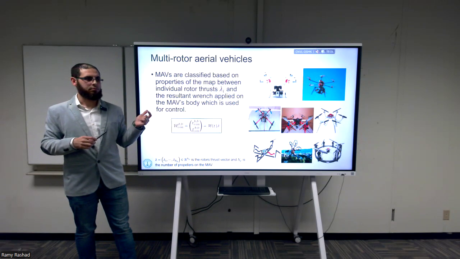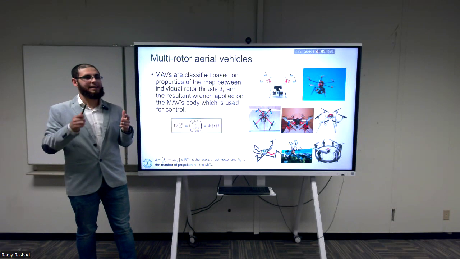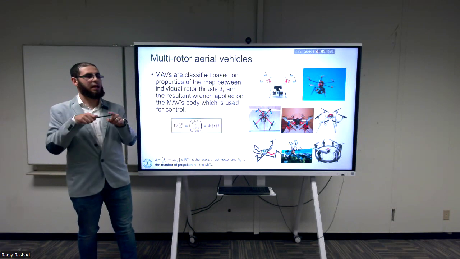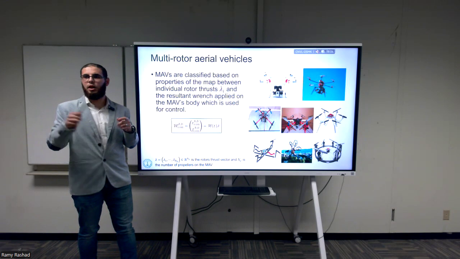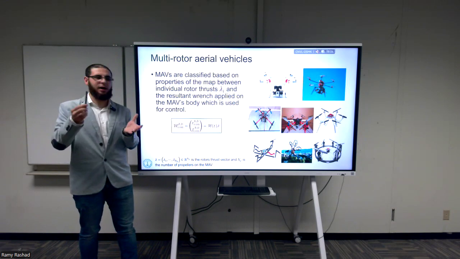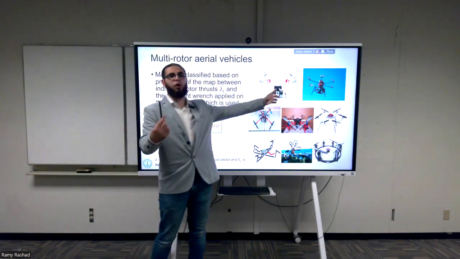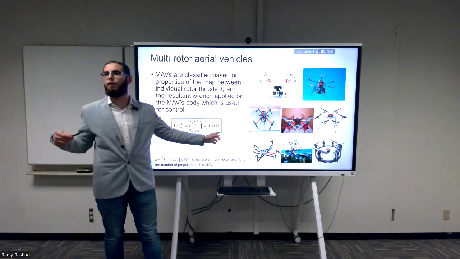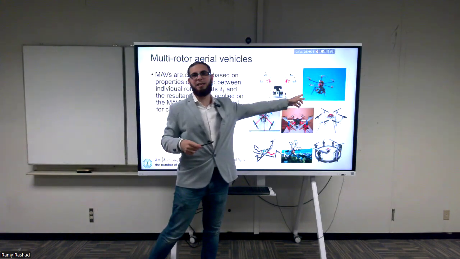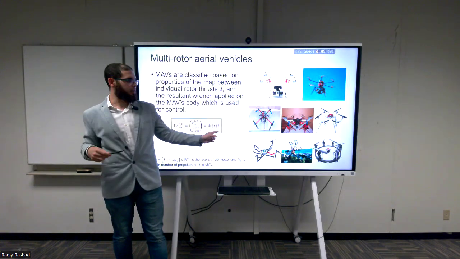Depends on the configuration. The dimension itself depends only on what? The number of propellers, exactly. How many propellers do you have attached to this rigid body, which is the drone in the end? So, for example, the quadrotor has 4 propellers, so the lambda here will be a 4 vector. The hexarotor has 6 propellers, so lambda here will be a 6 vector.